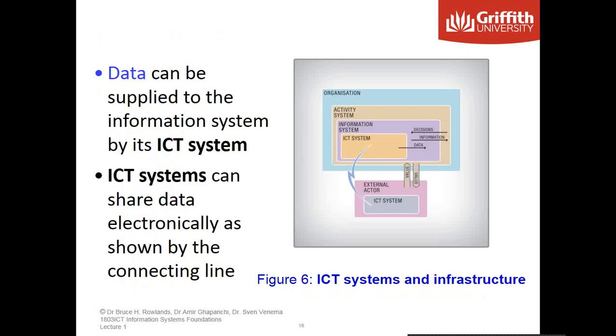So data can be supplied to the information system by its ICT system. It could come in lots of different ways, but let's say it comes from an ICT system. And one thing that wasn't in this diagram before is that ICT systems between actors or entities or organizations or people can talk to each other. For example, I can use my phone to interact with some of the university services. So my ICT system here is talking to the university's ICT system. They can directly communicate in some sense. So that complicates the diagram a little bit.